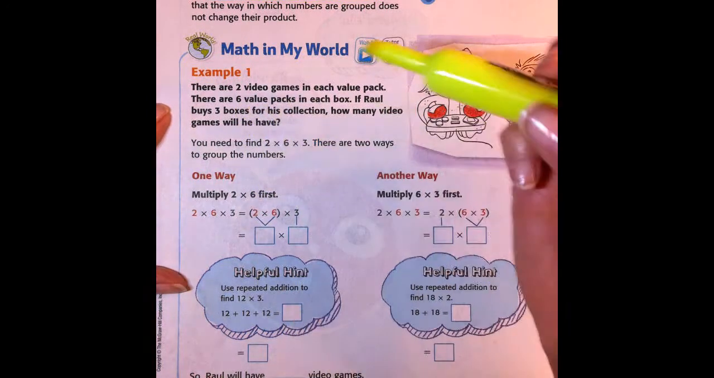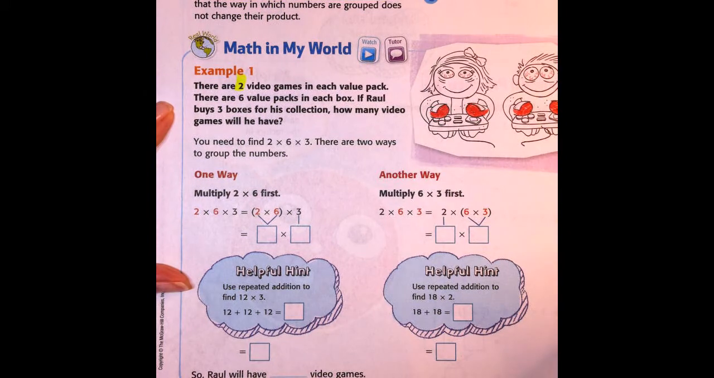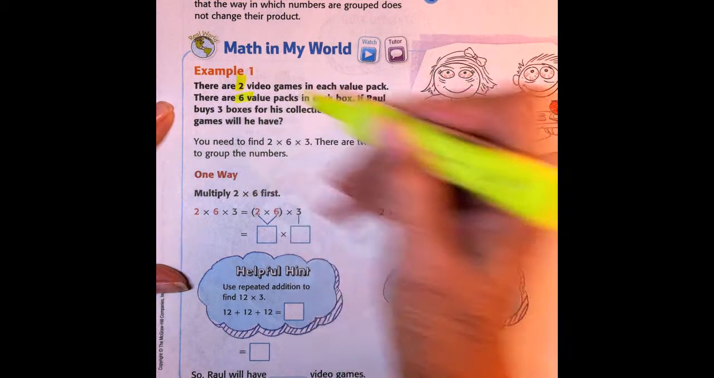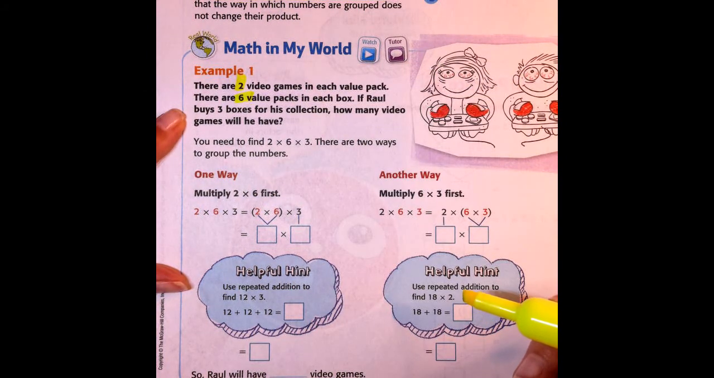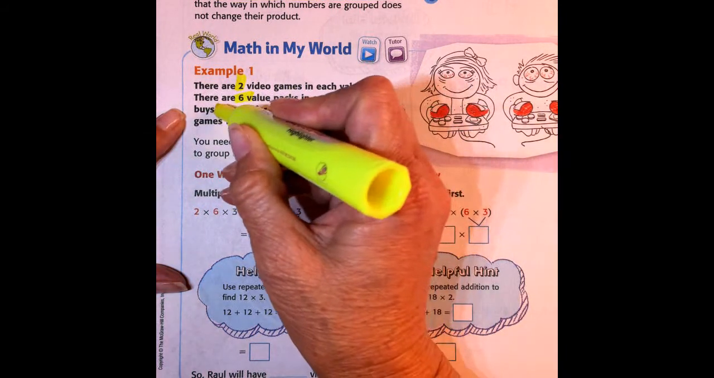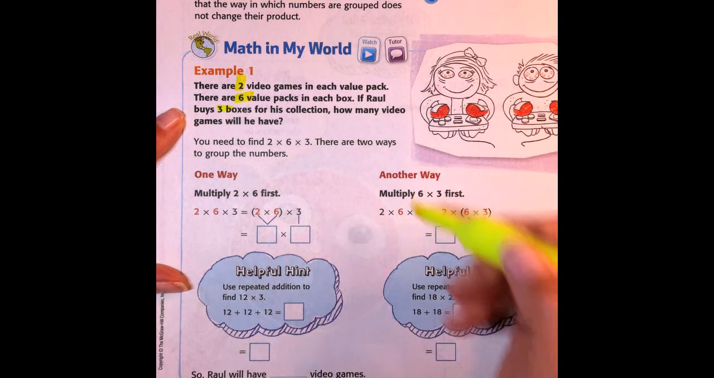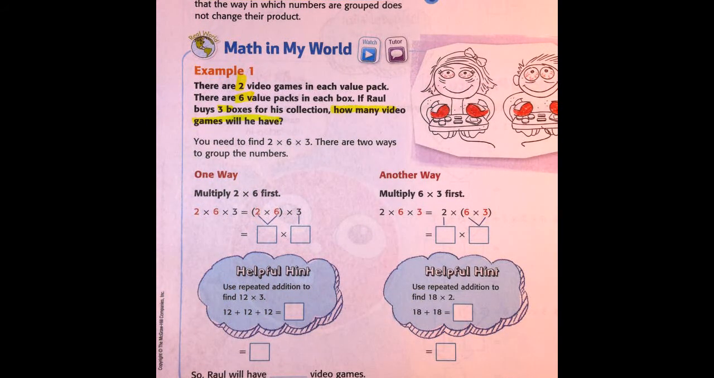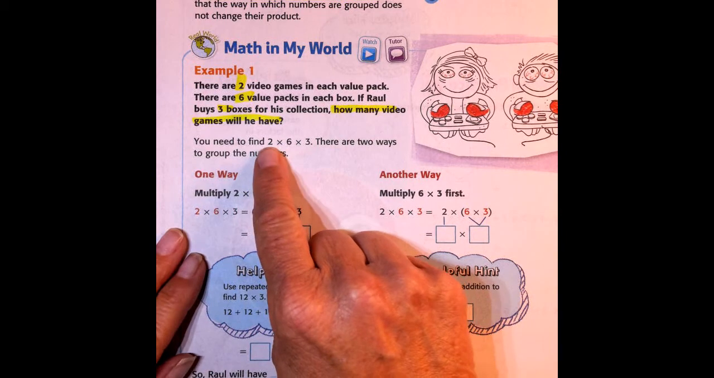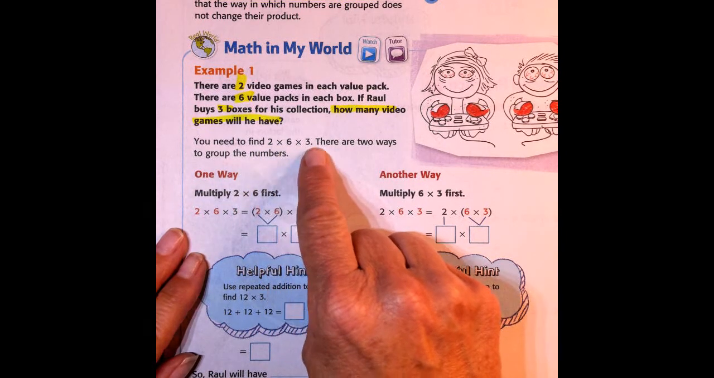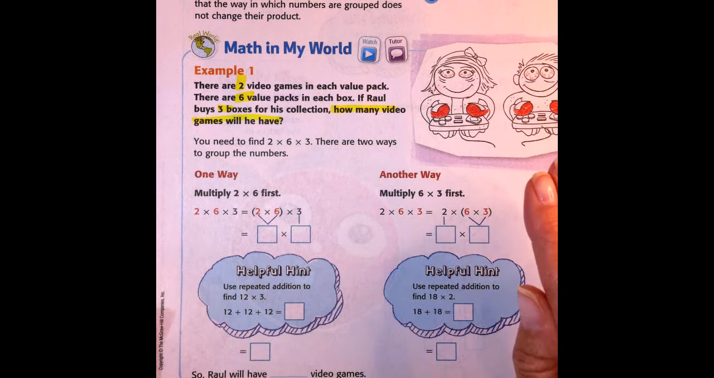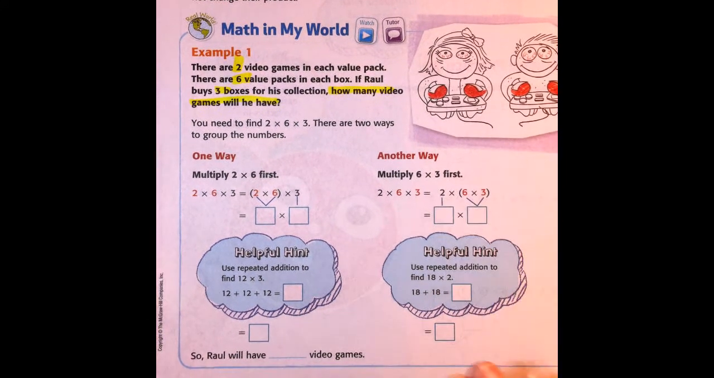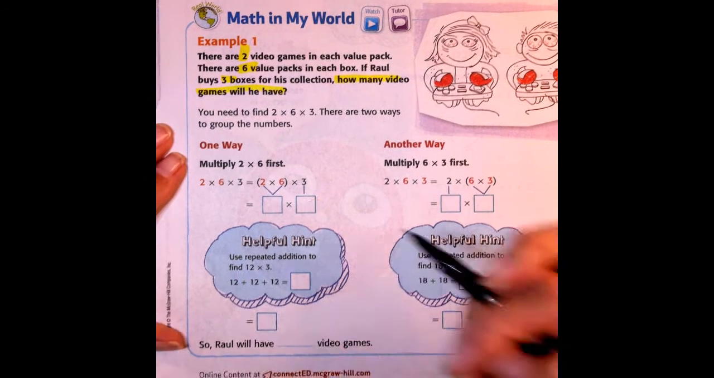It says there are 2 video games in each value pack. There are 6 value packs in each box. If Raul buys 3 boxes for his collection, how many video games will he have? So we need to find 2 times 6 times 3. And there's 2 different ways that we can group the numbers. Okay? Well, I'm lazy, so I want to always find the easiest. So let's look and see if we can find what the easiest way would be.